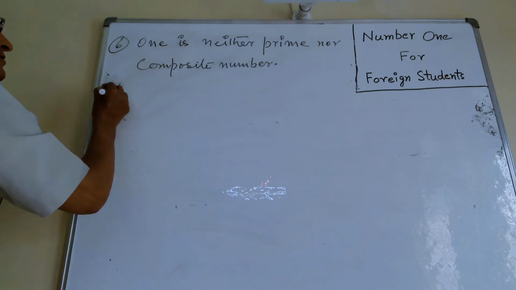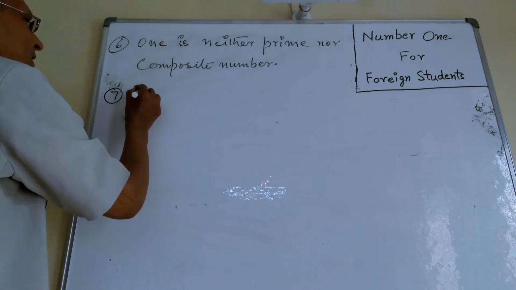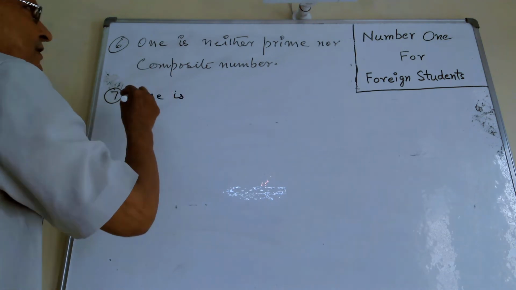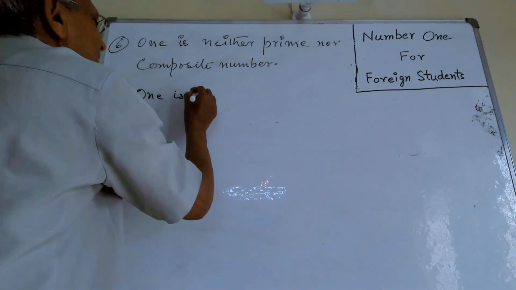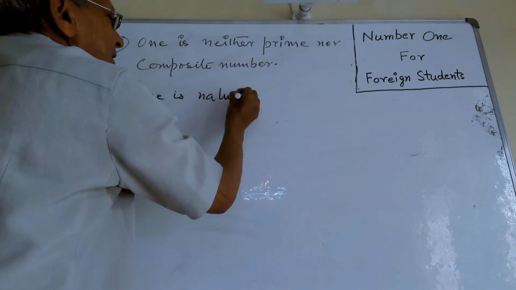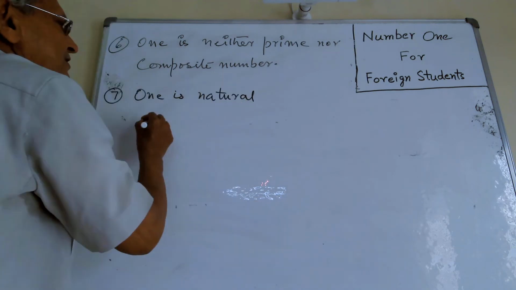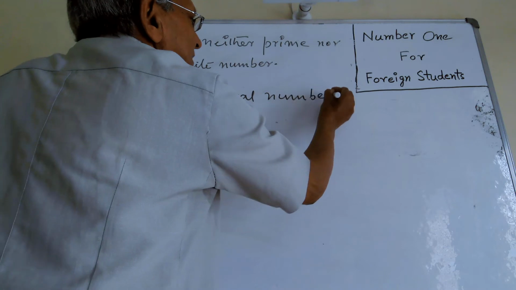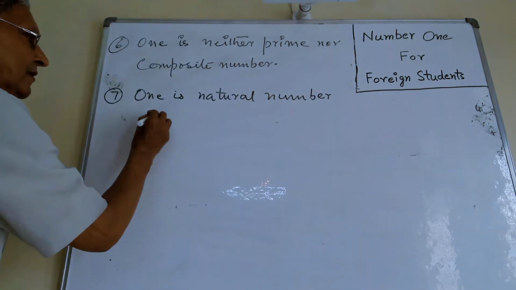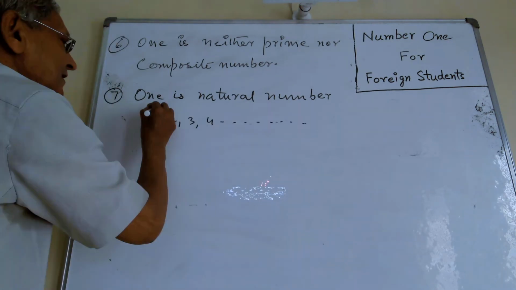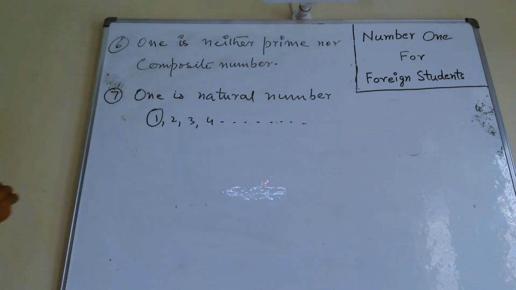7th, 1 is a natural number. Or you can say, my dear friend, 1 is the first natural number. 1, 2, 3, 4, these are the natural numbers. 1 is the first natural number. So 1 is a natural number.